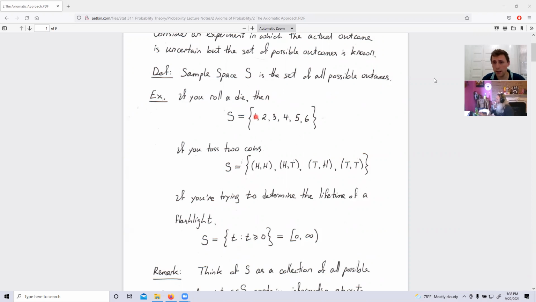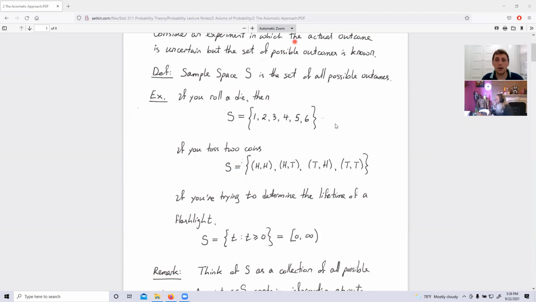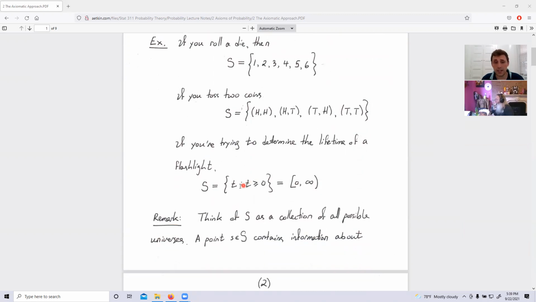When I say 1, I mean everything around us. Birds are flying, trees are green still or becoming yellow, but the die is showing the number 1. So that means everything in the universe, but the die after being thrown is 1. Everything in the universe, but the die being thrown is 2, and so on. Now, when you are simulating a flashlight, the sample space might be the lifetime from 0 to infinity.